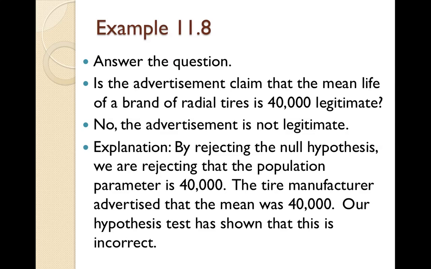When you reject the null hypothesis, you reject that the population parameter is 40,000. So remember, our population mean in the very beginning of the problem was stated to be 40,000. We wrote that in our null hypothesis, that the mean is 40,000. But we rejected the null hypothesis. So when we reject the null hypothesis, we reject the 40,000. The tire manufacturer advertised that the mean was 40,000. Our hypothesis test has shown that it's incorrect. So the advertisement is therefore not legitimate.